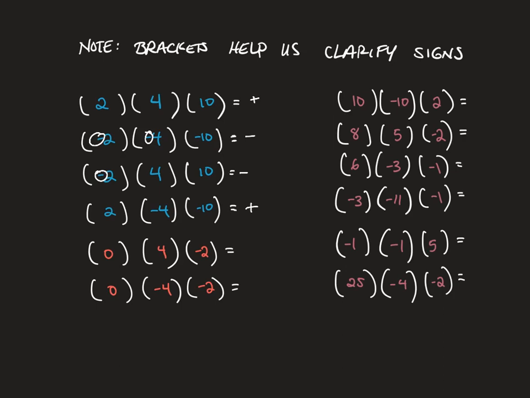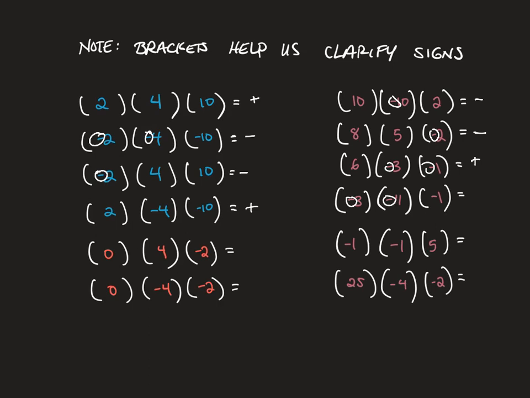10 times negative 10 times 2. I've got one negative. Because it's an odd number of negatives, I'm going to have a negative result. The next one, I have one negative, 8 times 5 times negative 2, so my result will be negative. Next, 6 times negative 3 times negative 1. I have two negatives, those are going to cancel out, multiplied by a positive, so I'm going to get a positive result. Negative 3 times negative 11 times negative 1.